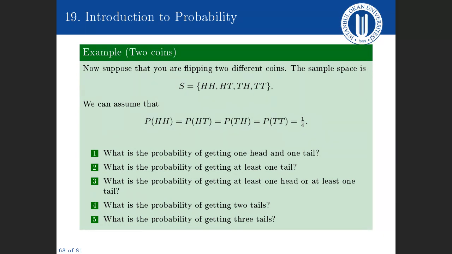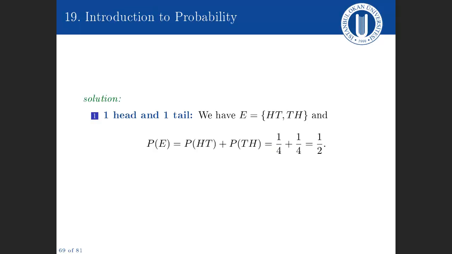Part one, first of all, what is the probability of getting one head and one tail? How can we get one head and one tail? We could have heads-tails, or we could have tails-heads. The probability of our compound event will be the probability of heads-tails, plus the probability of tails-heads. A quarter plus a quarter, or a half.